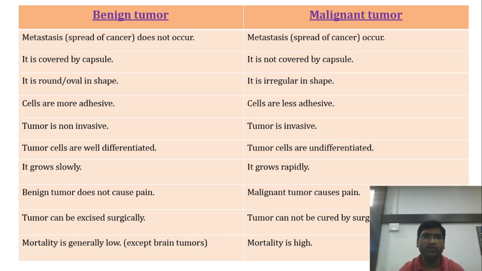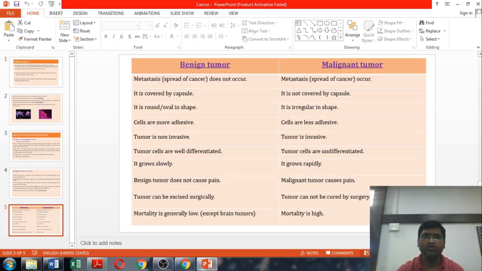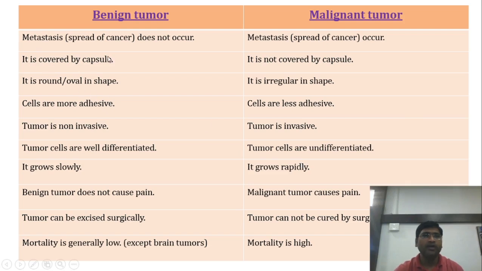In case of the benign tumor, metastasis is not observed, and in case of the malignant tumor, metastasis is observed. In the second property, you will observe that the benign tumor is covered by a capsule and malignant tumor is not covered by a capsule. Benign tumor is present in oval shape. Malignant tumor is present irregularly. That means malignant tumor shows irregular shape.